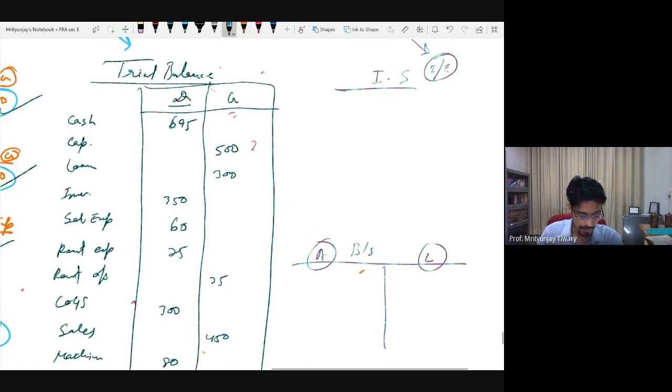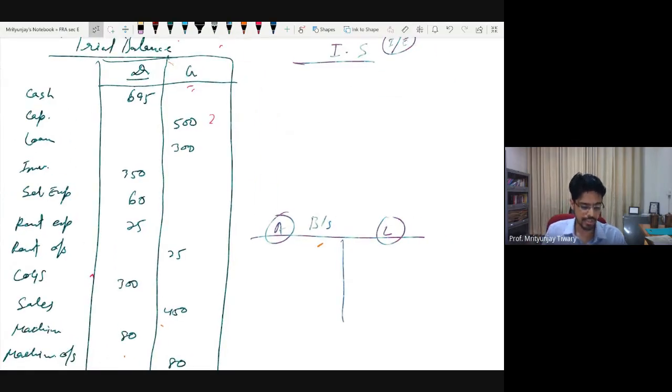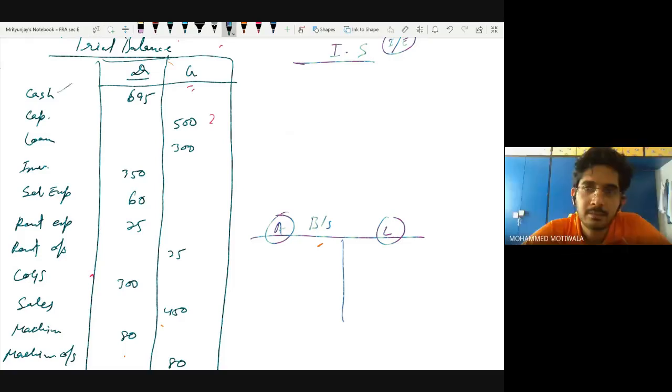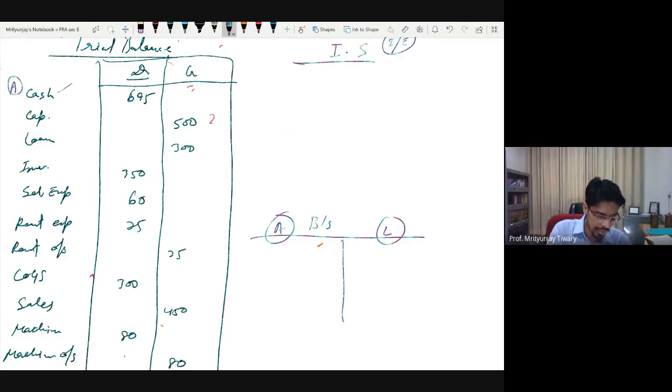Let's do it. So first one says cash. So I want everybody to keep prompting that what do you think all of these items are among the four, that asset, liability, or income or expense, what these are. So keep prompting up, keep using your mind. Cash, what is it? Asset. Because it's an asset, it will move to the asset side of the balance sheet. So I will say cash 695.